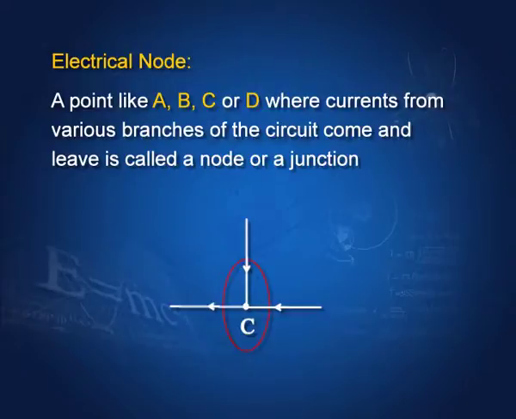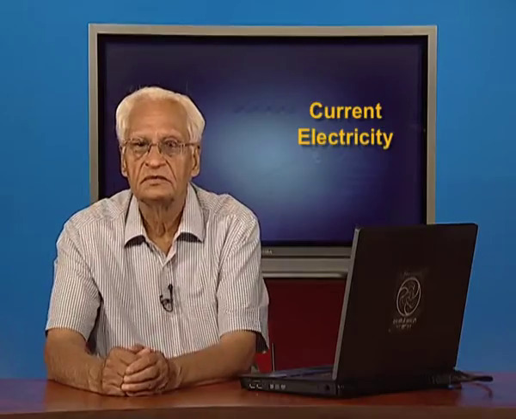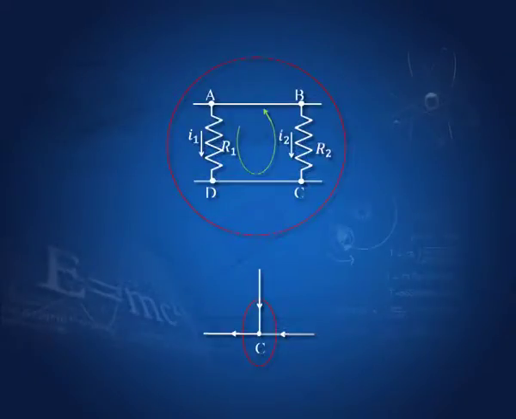On the other hand, a closed path is called a loop, and the loop can be traversed either in the anticlockwise direction or in the clockwise direction. So, we shall make use of these loops and junctions or nodes to state Kirchhoff's laws.